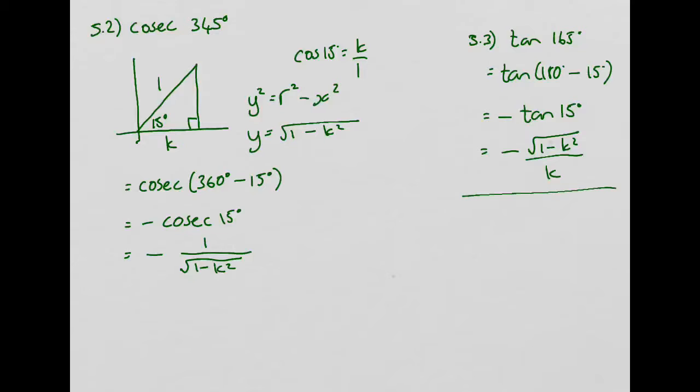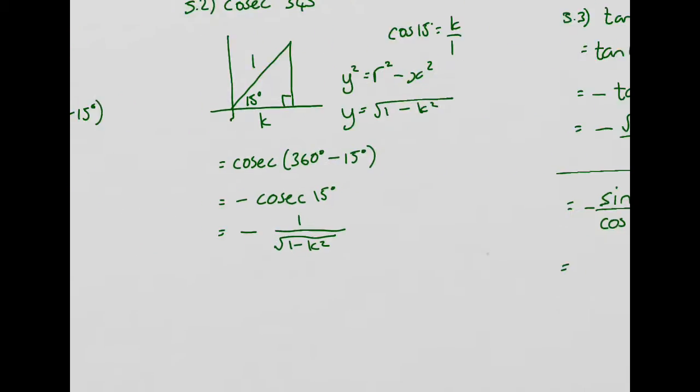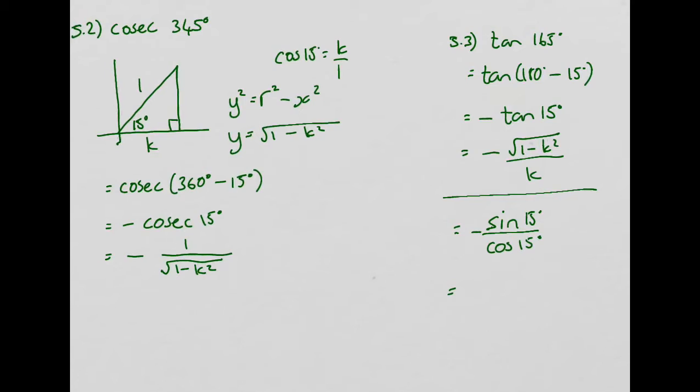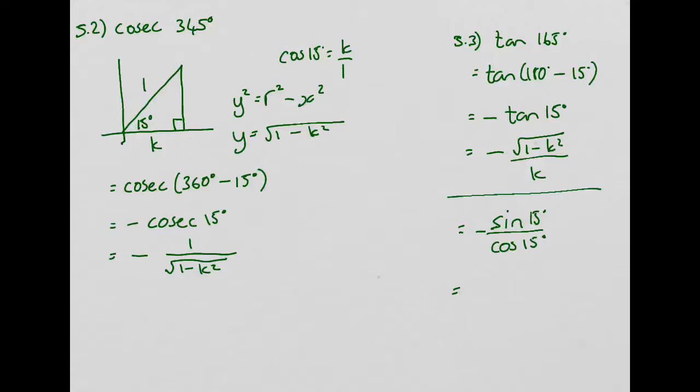The alternative is to say that negative tan 15 is sine 15 over cos 15, and then use our previous values that we got. So for sine of 15, it's a bit longer, but it's just useful to remember that you can do this. So for sine 15, which is y over r, that'll be root 1 minus k squared over 1 divided by cos 15, which is already given to us as k. All right, and then that gives you the same answer as root 1 minus k squared all over k.